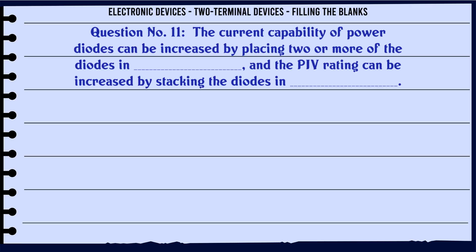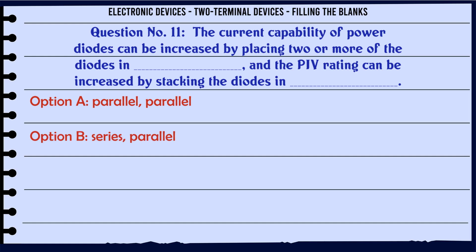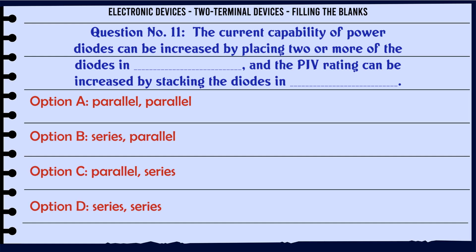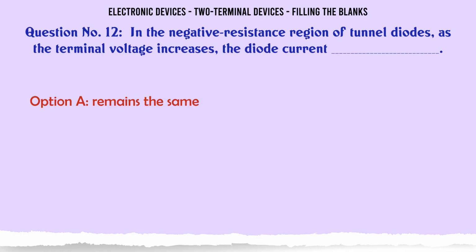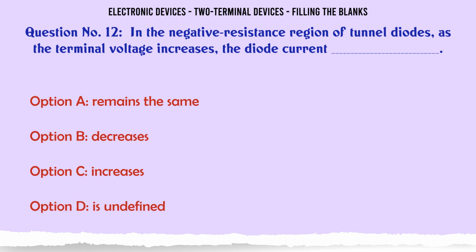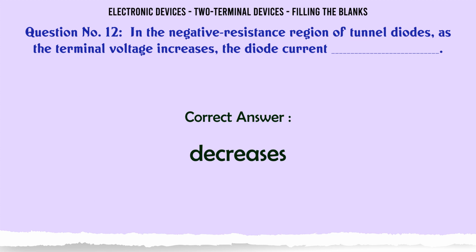The current capability of power diodes can be increased by placing 2 or more of the diodes in ___, and the PIV rating can be increased by stacking the diodes in ___. A, parallel; B, series, parallel; C, parallel, series; D, series. The correct answer is parallel, series. In the negative resistance region of tunnel diodes, as the terminal voltage increases, the diode current: A, remains the same; B, decreases; C, increases; D, is undefined. The correct answer is decreases.